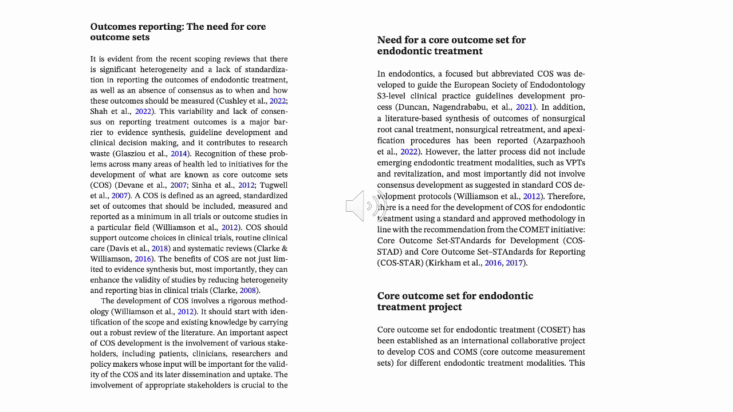The benefits of core outcome set are not just limited to evidence synthesis, but most importantly, they can enhance the validity of studies by reducing heterogeneity and reporting bias in clinical trials. The development of core outcome set should start with identification of the scope and existing knowledge by carrying out a robust review of the literature. An important aspect of core outcome set development is the involvement of various stakeholders, including patients, clinicians, researchers, and policymakers, whose input will be important for the validity of the core outcome.